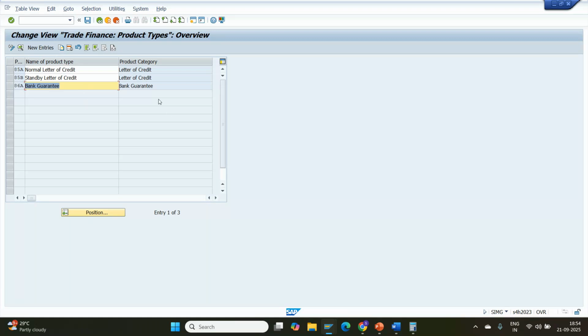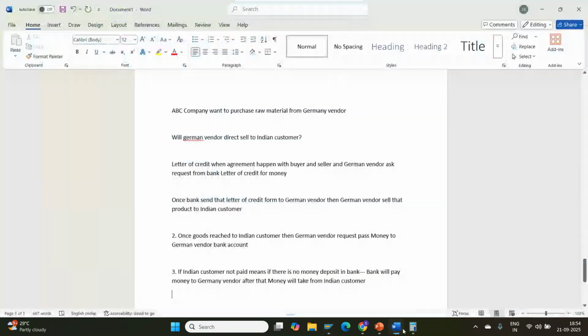There is integration with materials management, meaning procurement. There is integration with sales orders, meaning customer selling. That type of integration we have at the trade finance level. Do you have any doubt here? No, no. Okay. So these are the main chapters.